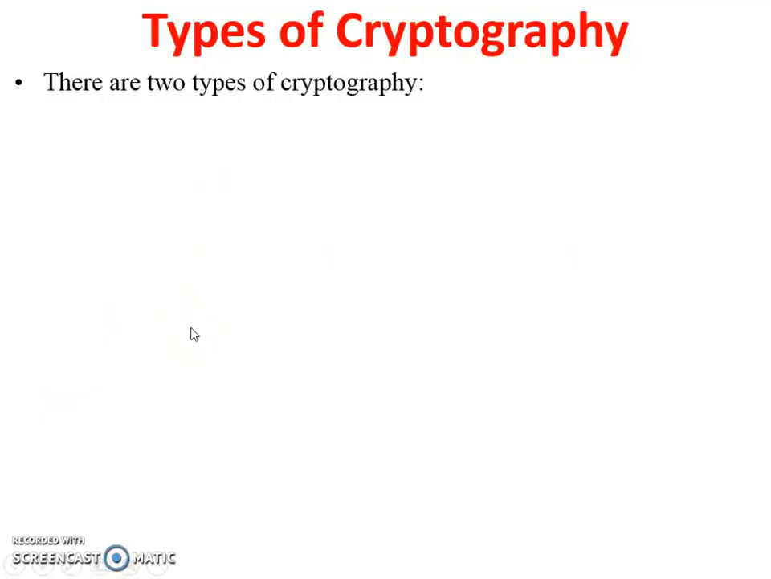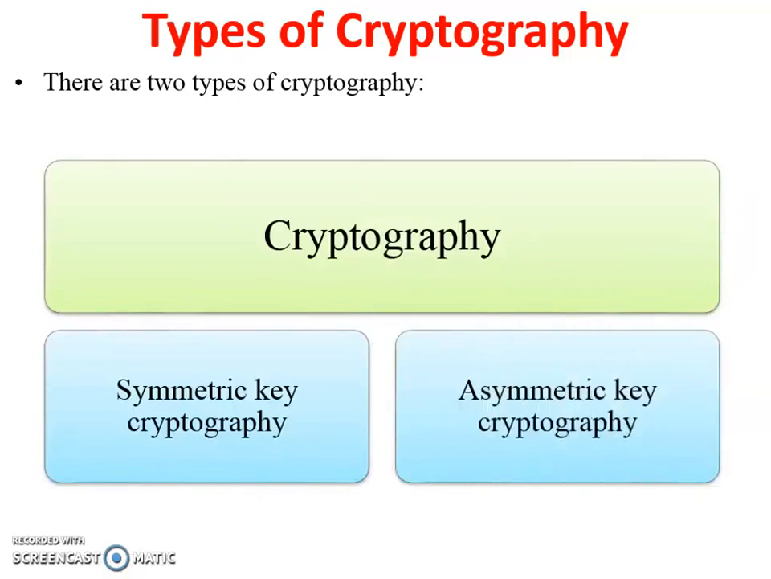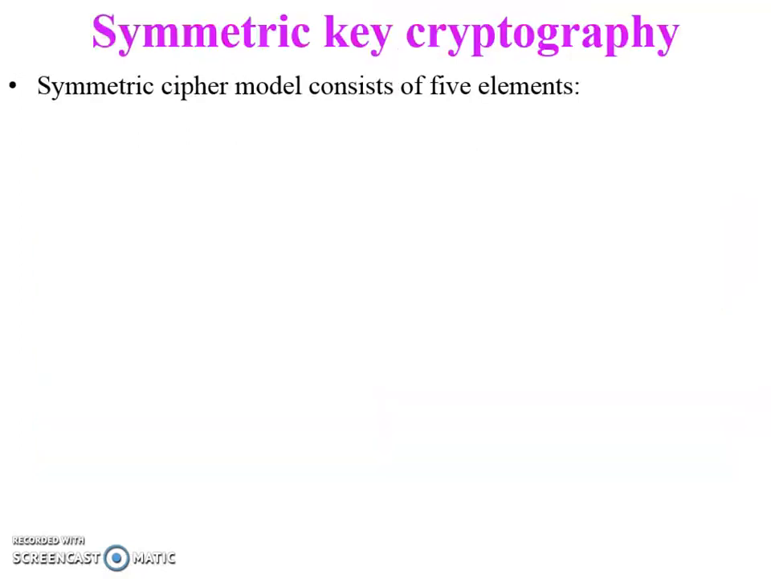Basically there are two types of cryptography. One is symmetric key cryptography and the second one is asymmetric key cryptography. In this video we are going to discuss symmetric key cryptography. Now the symmetric cipher model, or we can say symmetric key cryptography, consists of 5 different elements.